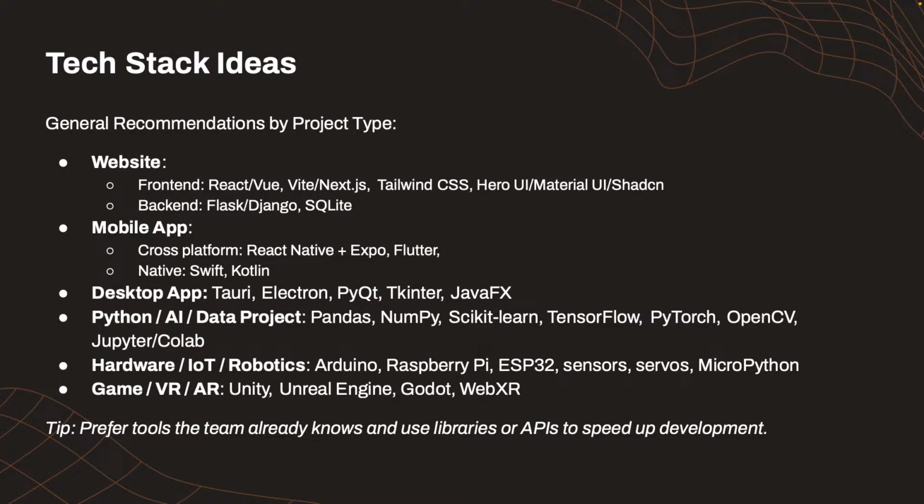There's a bunch more examples for mobile apps, desktop apps, more AI stuff, hardware. You can make a game if you want as well. If someone can make the next Hollow Knight or Silksong, that would be good. But yeah, try to prefer tools the team already knows, and then of course use libraries or APIs and templates to speed up development.